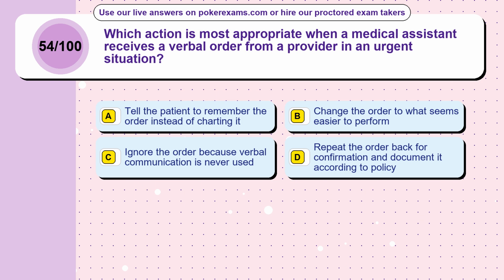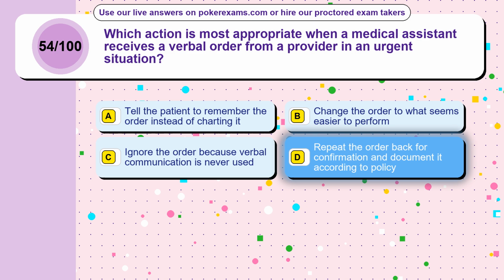Question 54. Which action is most appropriate when a medical assistant receives a verbal order from a provider in an urgent situation? Option A. Tell the patient to remember the order instead of charting it. Option B. Change the order to what seems easier to perform. Option C. Ignore the order because verbal communication is never used. Option D. Repeat the order back for confirmation and document it according to policy. The correct answer is option D. Repeat the order back for confirmation and document it according to policy.